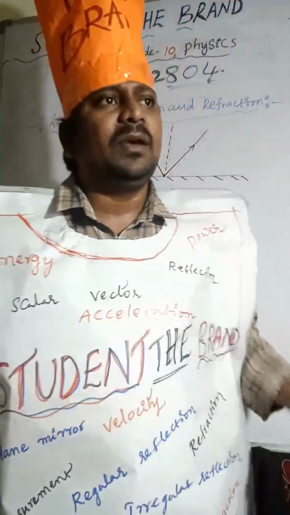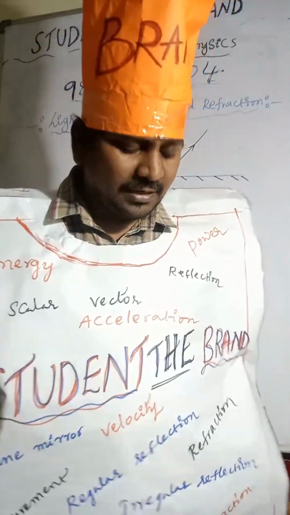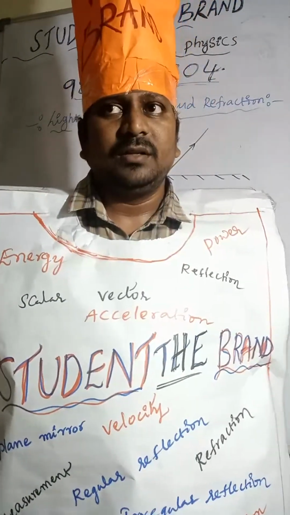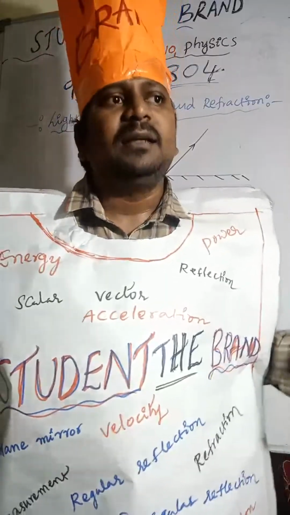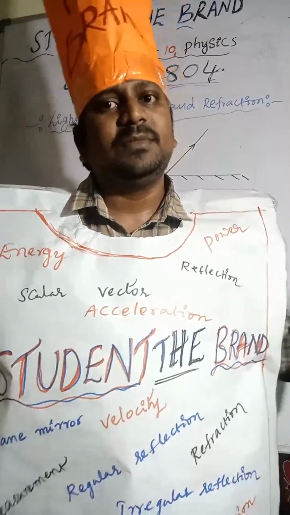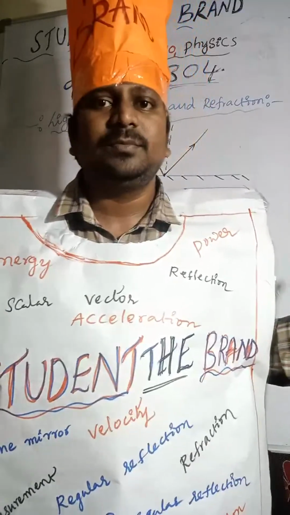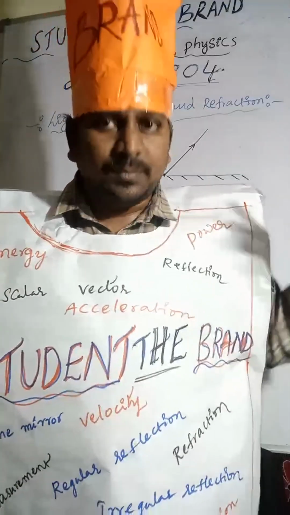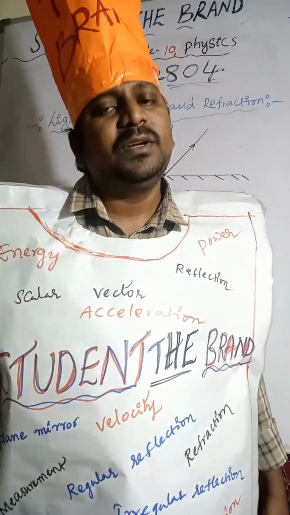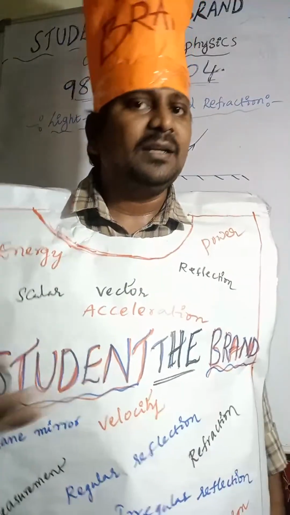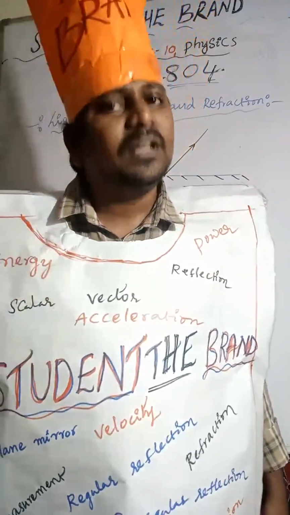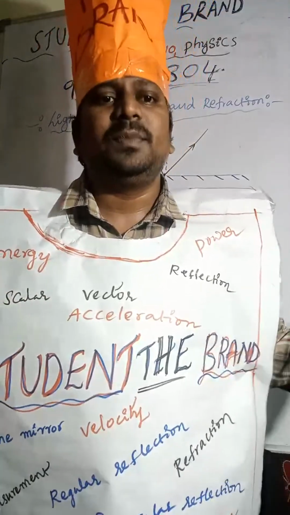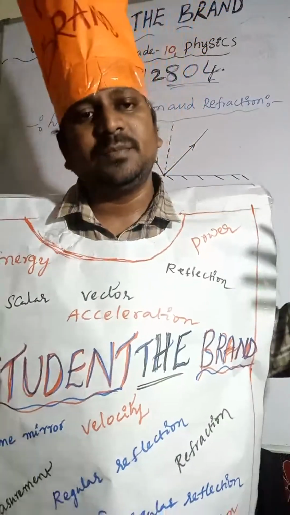Undeviated line in the sense, normally in a homogeneous medium, light moves in a straight line path. Homogeneous medium means the particles present in the medium exhibit similar properties. Best examples are air, water and glass. So light moves in a straight line path in a homogeneous medium.